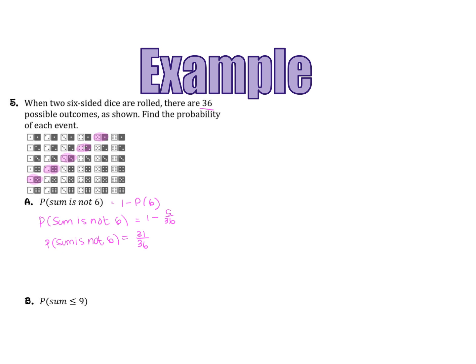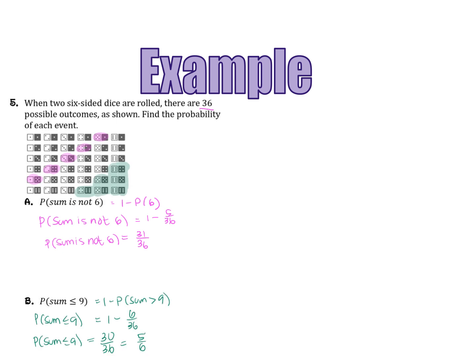So hopefully you had time to work on part A. The probability that the sum is not 6 is 1 minus the probability that it is 6. And there's only 5 places that it could be 6. So the probability that the sum is not 6 is 31 out of 36. You also could have simply counted how many didn't have 6 instead of counting how many did.